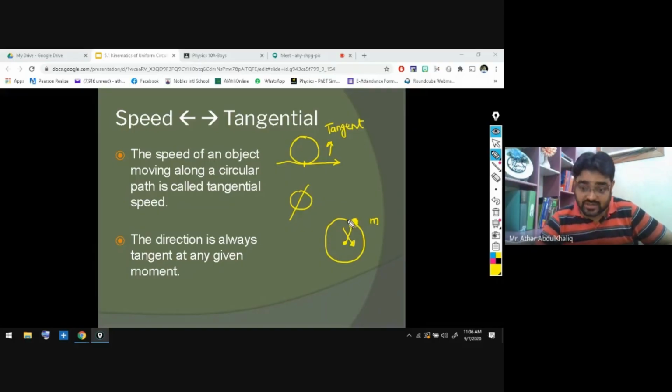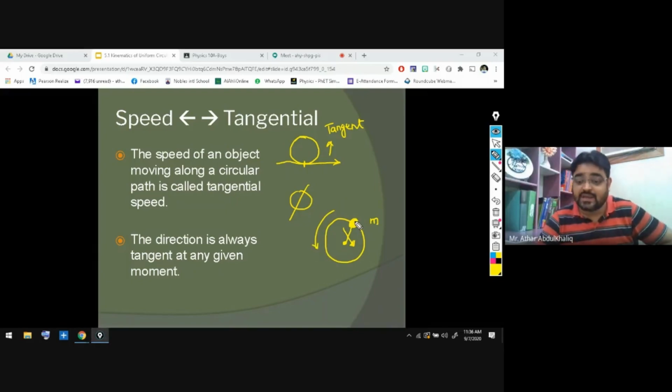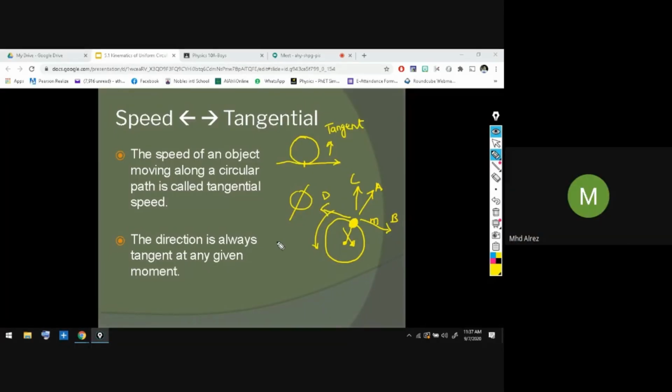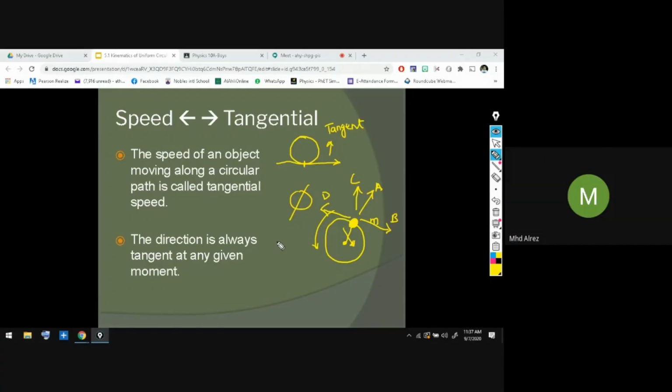This stone was moving anti-clockwise. Will it move in direction A? Will it move in direction B? Direction C? Direction D? It will move in direction D. Why? Because at the point where the string is cut, it will continue in a straight line.